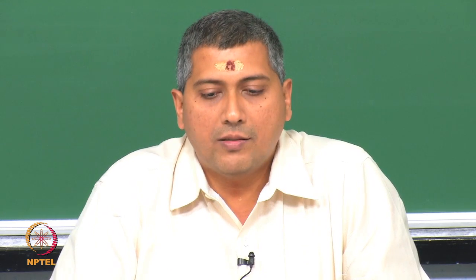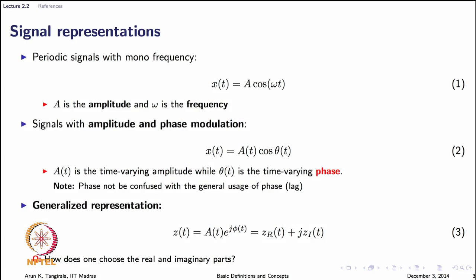If I have a periodic signal with a single frequency, then I can write it as I've shown in equation 1 here, x of t equals A cosine omega t. It's a continuous time periodic signal. A is said to be the amplitude and omega is the frequency. Of course, omega is the angular frequency. The cyclic frequency would be obtained by dividing by 2 pi.